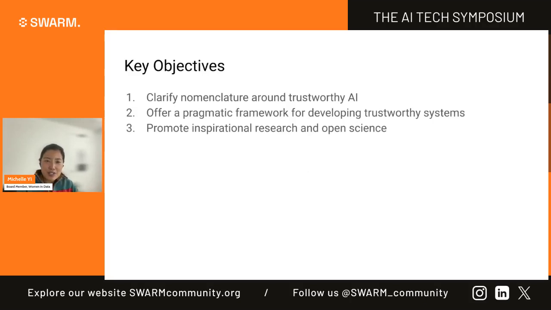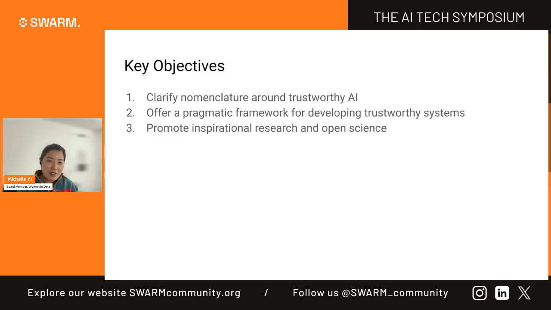What I hope that you all get out of this talk today is, first, there's a lot of confusion and so many terms related to this area, so I wanted to clarify some of the nomenclature around trustworthy AI. What does it even mean to be trustworthy? Second, I want to share a pragmatic framework for actually developing these kinds of systems. What are some of the core components and problems that we realistically need to solve for? And last, what are some inspirational researchers or research and open science that's happening to address some of these problems?